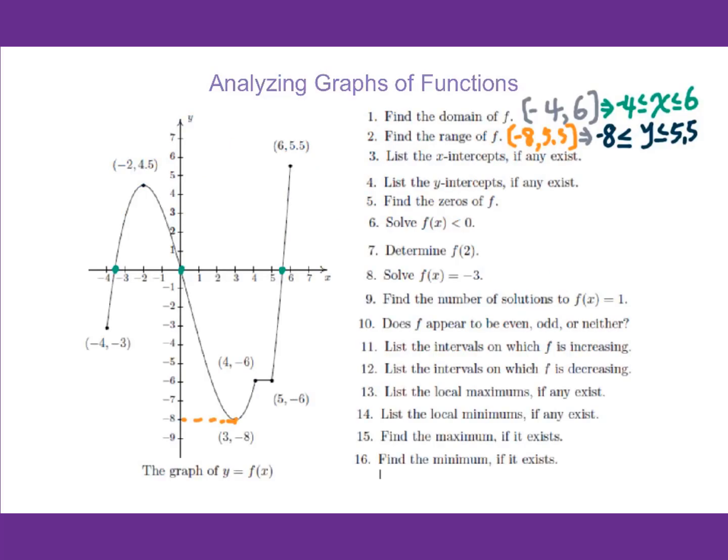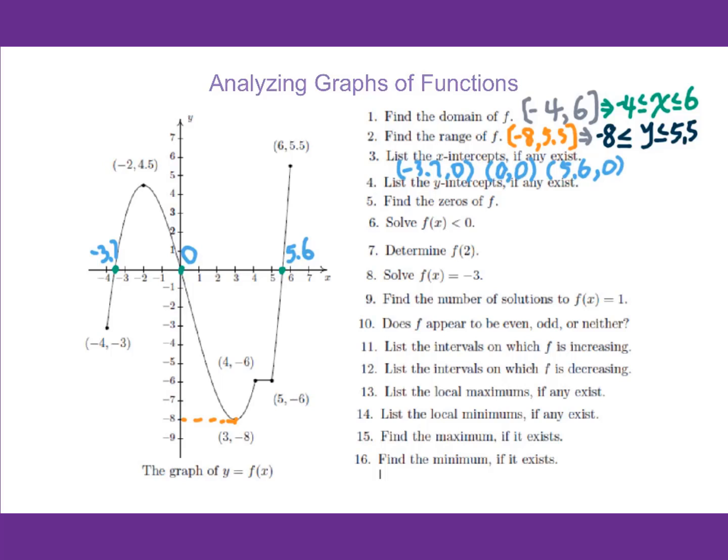Now let's go back to number 3, x-intercept. If it's not integers, let's estimate. This is negative 3.7. This is 0. This one is 5.6. For x-intercepts, we need coordinates. So we got (-3.7, 0), (0, 0), and (5.6, 0).